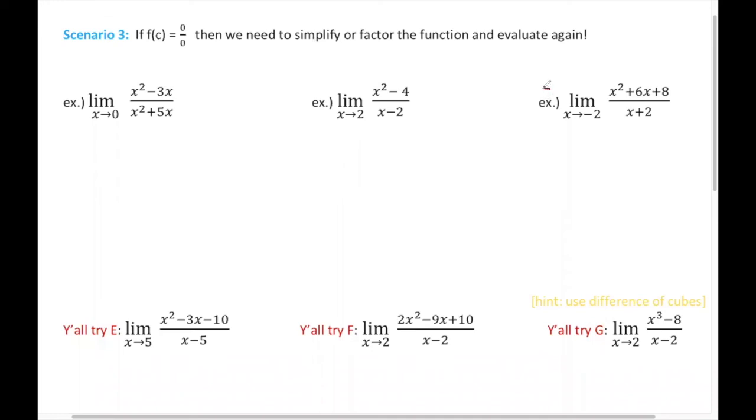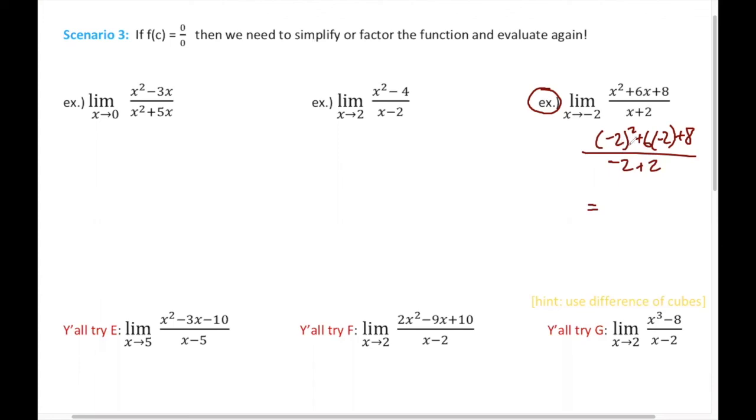And moving on to our final example, we have the limit as x approaches -2 of a trinomial, x squared plus 6x plus 8, all over x plus 2. So again, if we substitute in this -2, we would have -2 squared plus 6 times -2 plus 8, all over -2 plus 2. Well, what does that give us?